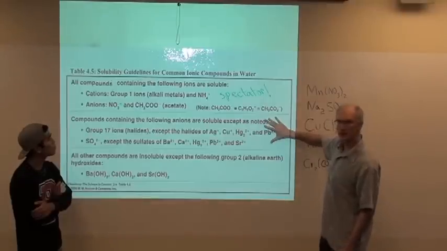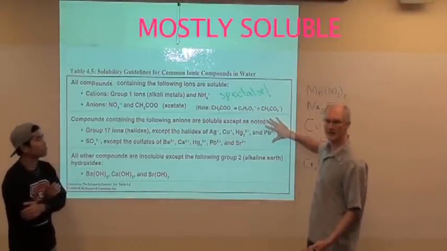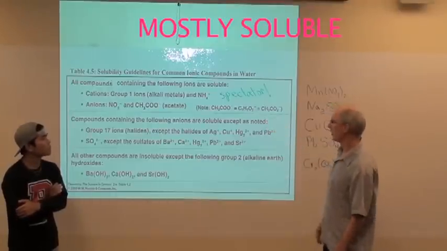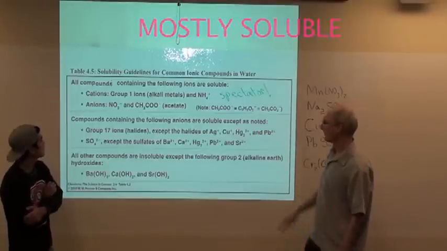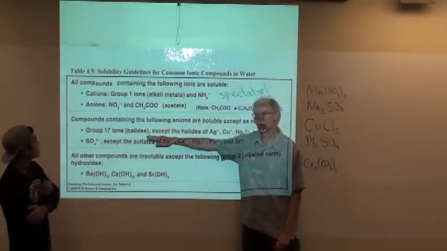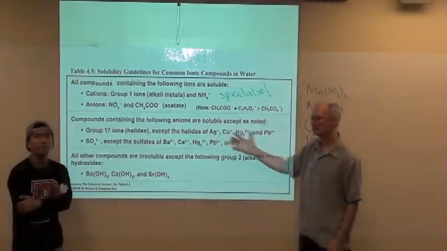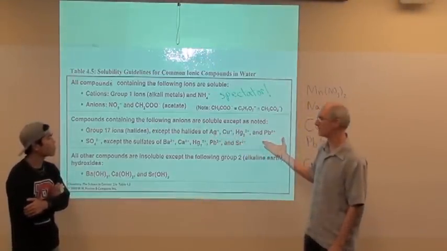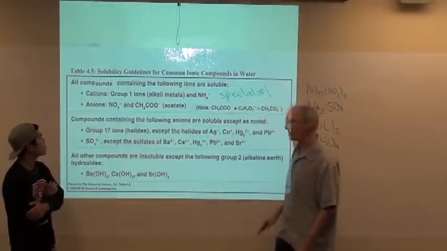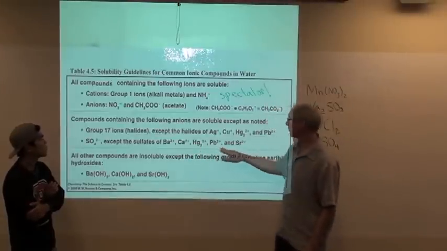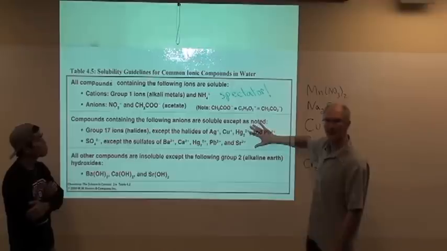Now this middle section, this is for things that tend to be one thing, but there are exceptions to it, right? So compounds containing the following anions are soluble except as noted. Halides. Halides are soluble except if they're paired with one of these. That's not that many to remember, right? There's 4 exceptions. SO4 2-, sulfate. They're soluble except when they're with these. So mainly soluble, but some exceptions.